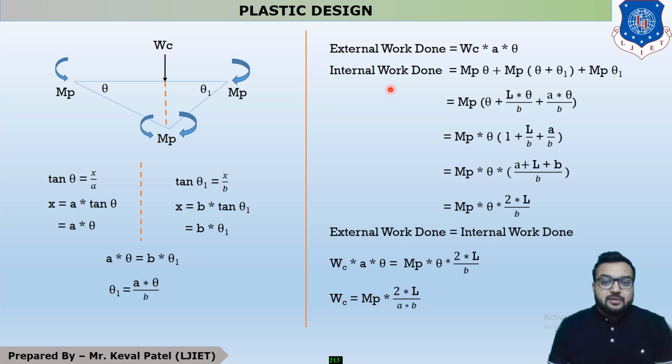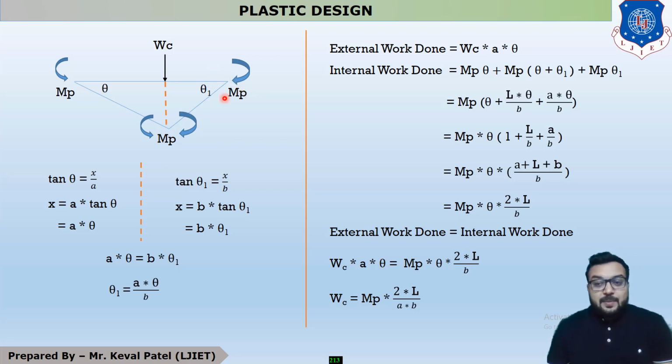Now, the term internal work done. It is already discussed that in this whole system there are 3 points which take load. So at this point the moment is MP, so your internal work done is MP into theta. At this point it is MP into theta plus theta 1, and at this point it is MP into theta 1.